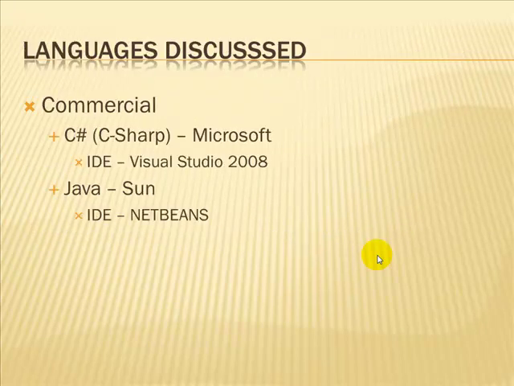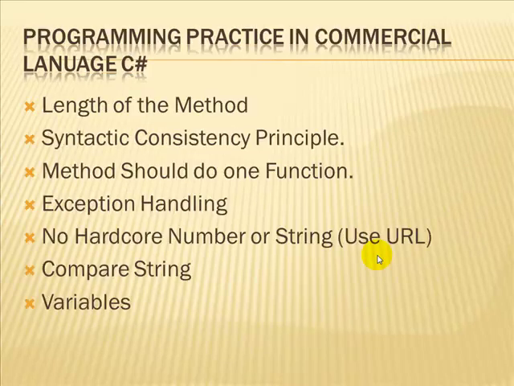The languages which we'll discuss are C# and Java, and their programming practices. C# is a Microsoft-owned programming language, and Visual Studio can be used as the IDE. Java is owned by Sun Microsystems, but Java is open source. First, we are going to talk about the programming practices in the commercial language C#. These are the 7 points which will be drilled down in the coming slides.